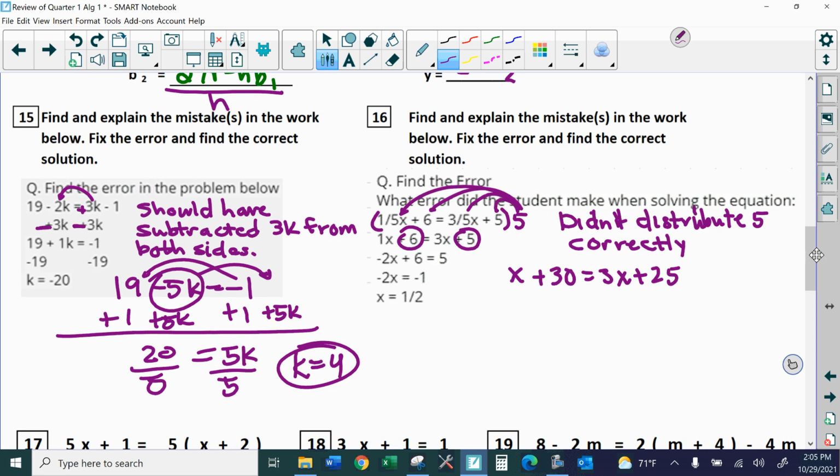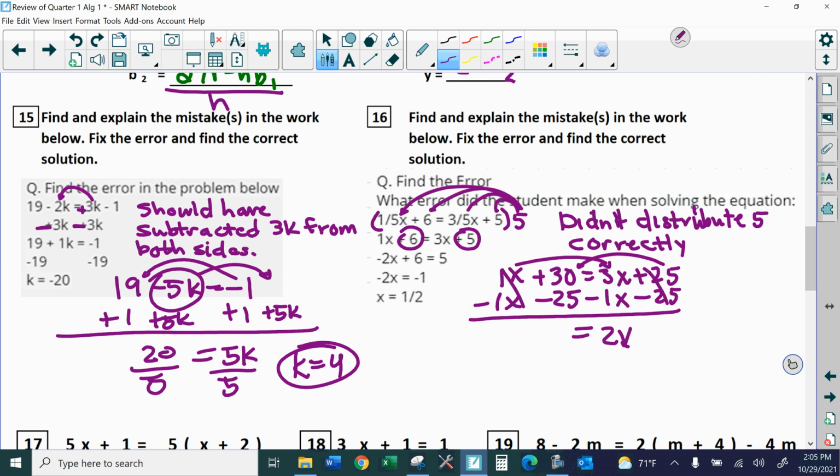That's the corrected one. Again, 1x is smaller, so I'm subtracting 1x across, always smaller to bigger. Since the variable is going to the right, the constant must go to the left. Subtract 25 across. And I get 2x equals 5. And last step, divide by 2. So the answer is 5/2.